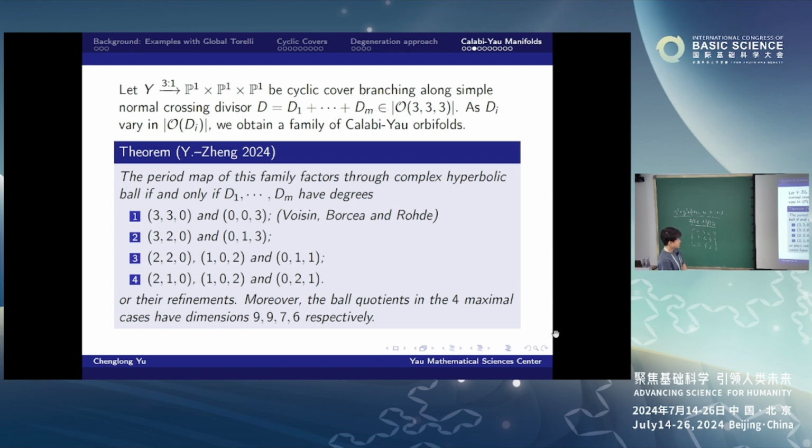So this family will give us a complex hyperbolic ball if and only if the divisors have these types of decomposition or their refinements. For example, I can further decompose 3, 2, 0 into 3, 1, 0 and 0, 1, 0. Then it will still be in the list. So we have a complete list, and these are the maximal examples under refinements. They have dimension 9, 9, 7, 6. The first one is related to Deligne-Mostow, and the second one is also related to Deligne-Mostow, but the third one is not directly related to Deligne-Mostow theory.